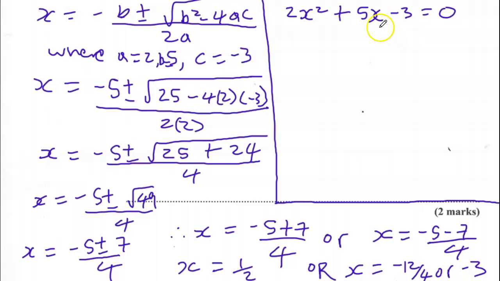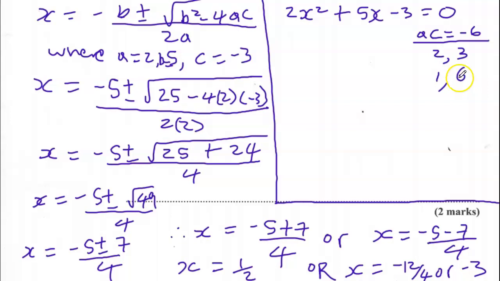Now here AC, that's 2 times minus 3, that's minus 6. So we write down all the numbers that multiply to give minus 6. That's 2 times 3, of course, and 1 times 6. These are the factors of 6. 2 times 3, 1 times 6.